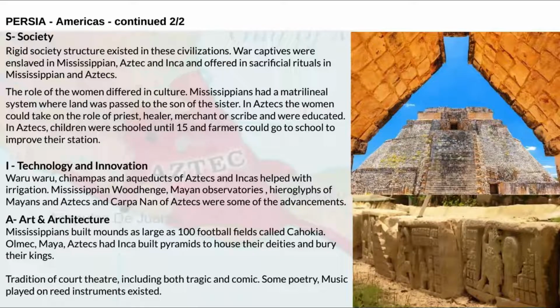Innovation. Waru waru, chinampas, and aqueducts of Aztecs and Incas helped with irrigation. Mississippian woodhenge, Mayan observatories, hard lifts of the Mayans and Aztecs, and the Capac Nan of the Incas were some of the other advancements. Art and architecture. The Mississippians built mounds as large as 100 football fields called Cahokia. The Olmec, Mayans, and Aztecs, as well as the Incans, built pyramids to house their deities and bury their kings. The tradition of court theater included both tragic and comic theater. Some poetry and music played on reed instruments also existed.